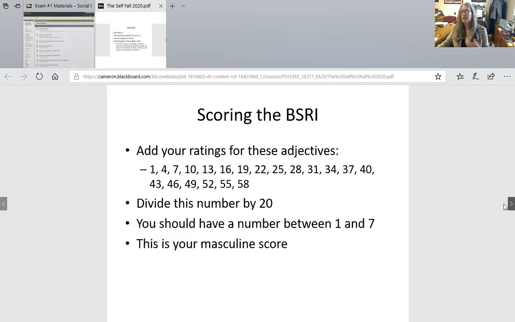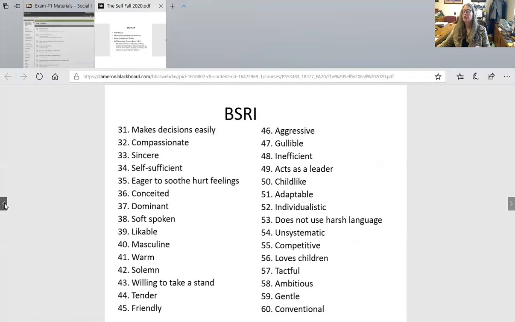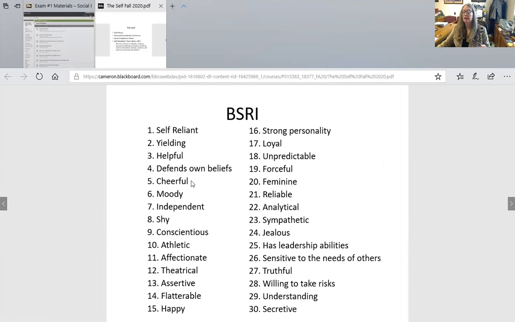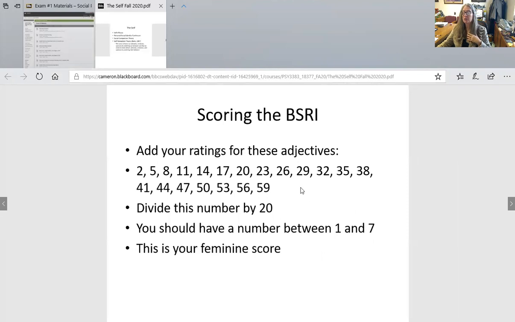Okay, assuming that you've done that, now we're going to do the feminine score. You're going to add up your ratings for the adjectives with these numbers: 2, 5, 8, and so on. Your rating for yielding and your rating for cheerful, you're going to add together with your rating for shy and affectionate and so on. Add your ratings for these numbers, then divide by 20, and again you'll get a number between 1 and 7. This is your feminine score. Now stop the video and do that.